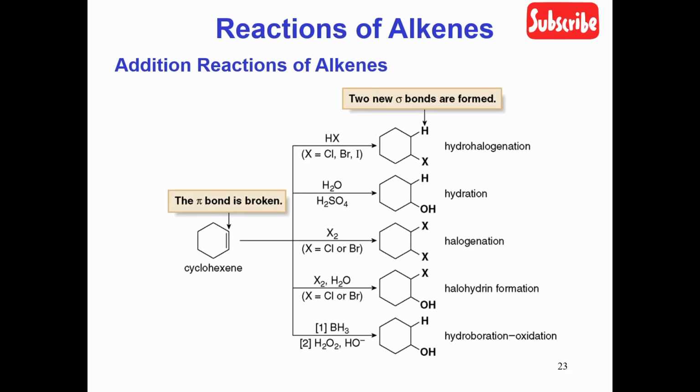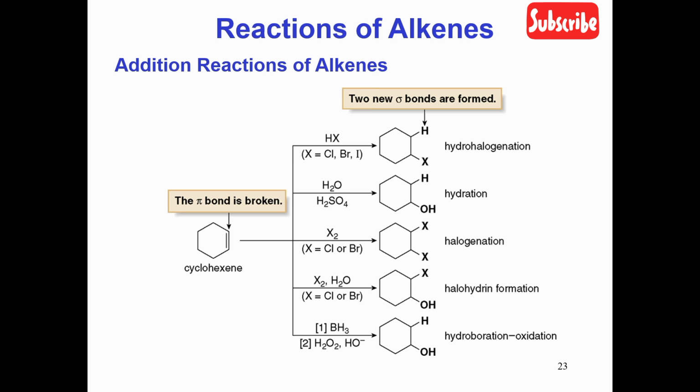Summary of addition reactions of alkenes. In this example, cyclohexene is being used. The same thing can also happen to straight-chain alkenes. The first reaction is hydrohalogenation, where we are adding hydrogen halide. Hydrogen and halogen are added across the double bond. Second is hydration, where you are adding water. Sulfuric acid is a catalyst. So when water dissociates, it forms hydrogen ion and hydroxide ion. These are going to be added across the double bond.